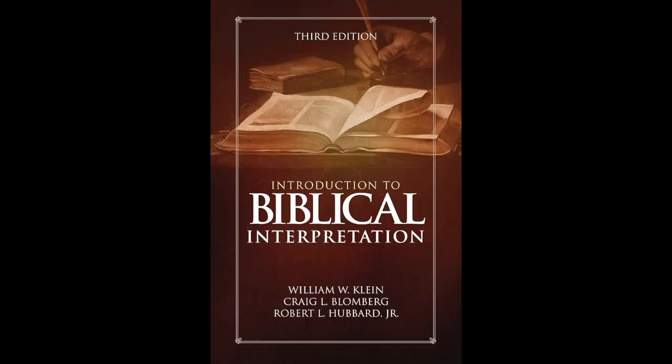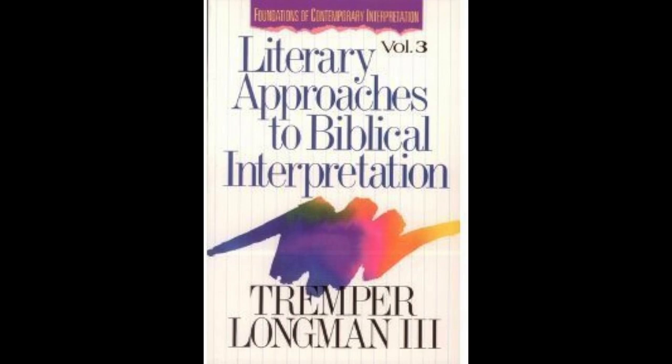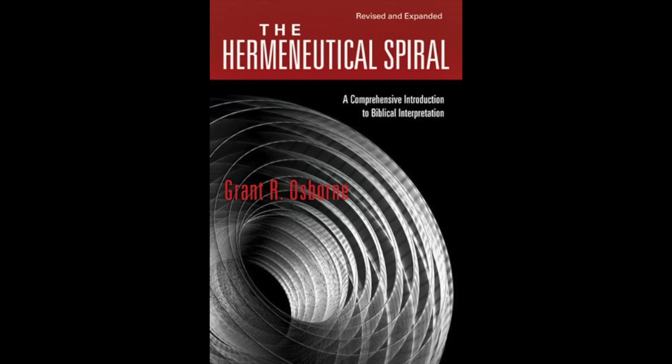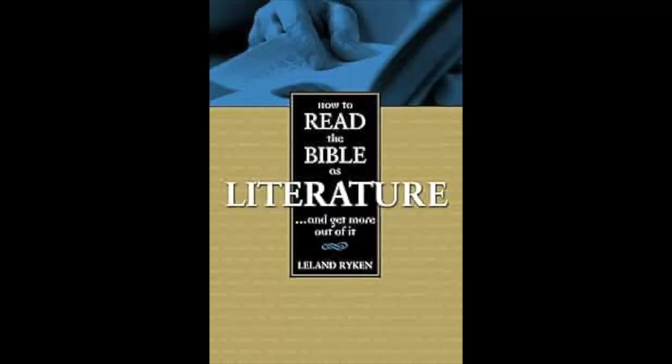The next is David Dockery's Biblical Interpretation, Then and Now, which is more of a historical look at biblical interpretation and hermeneutics. The next is by Klein, Craig Blomberg, and Robert Hubbard. That is the Introduction to Biblical Interpretation. The next is Tremper Longman, Literary Approaches to Biblical Interpretation. The next is Grant Osborne's The Hermeneutical Spiral. If there's one book that I was going to use as a principal textbook for class, that would probably be it.